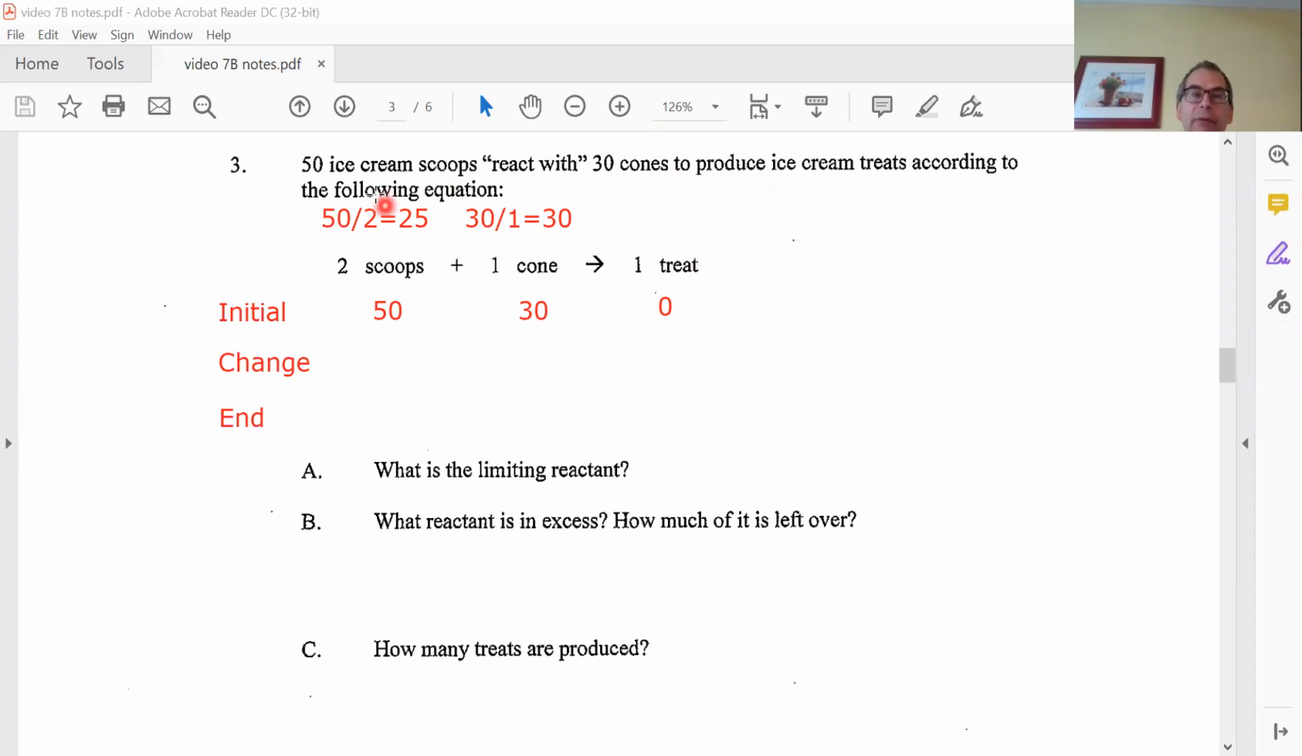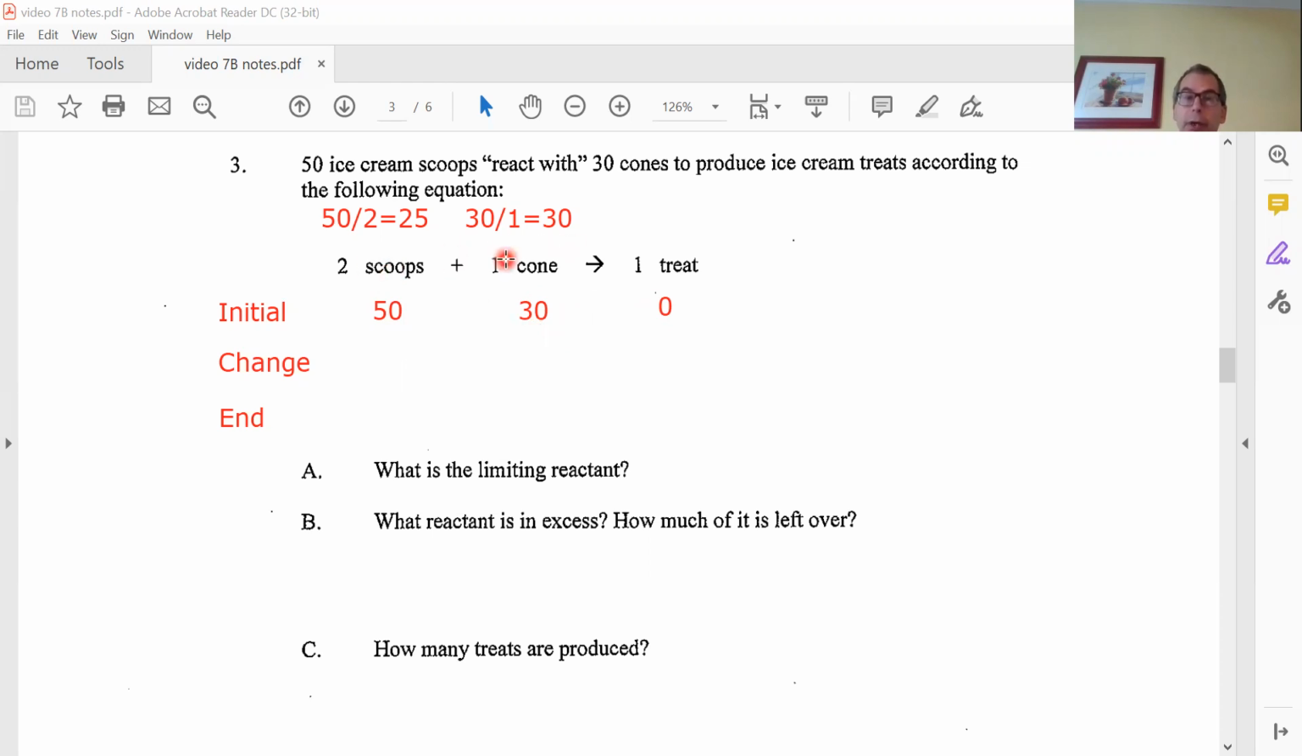So initially we have 50 scoops, and initially we have 30 cones, and we haven't made any treats yet. Now we've got to figure out the limiting reactant. Oh well, it's the one with less is the limiting reactant. Not necessarily. If I look at this, 50 divided by 2, I'd have enough scoops to make 25 treats, where I have enough cones to make 30 treats. So the limiting reactant will actually be the scoops, even though it's a bigger number.